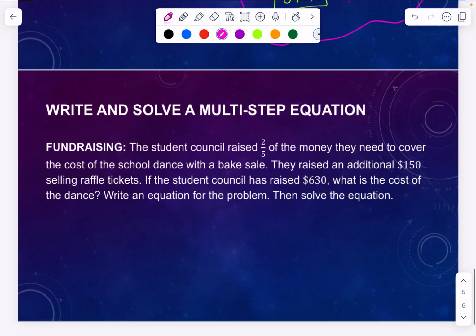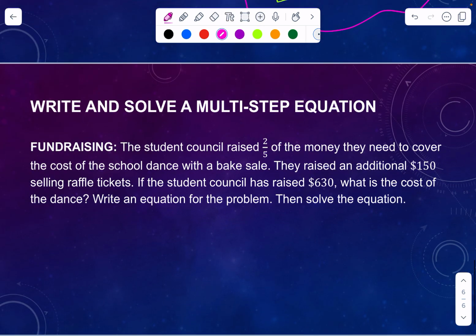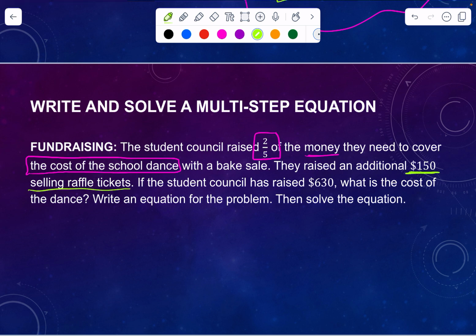Okay, last one. We're just going to do this little story problem here real quick. It says fundraising. We want to write and solve a multi-step equation. It says the student council raised 2/5 of the money needed to cover the cost of the school dance. They raised an additional $150 selling raffle tickets. And if the student council has raised $630, what's the cost of the dance?